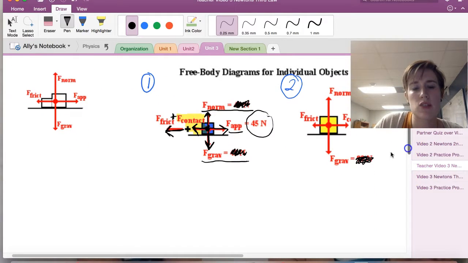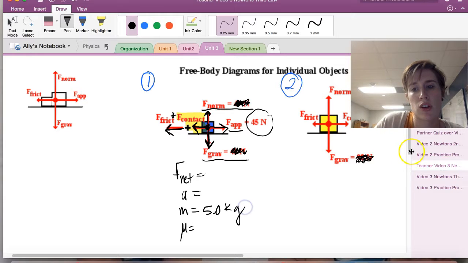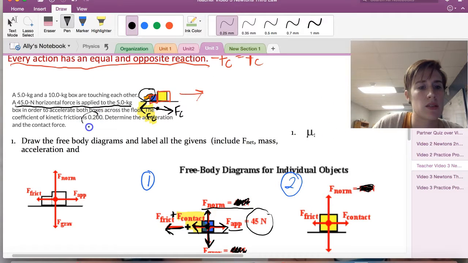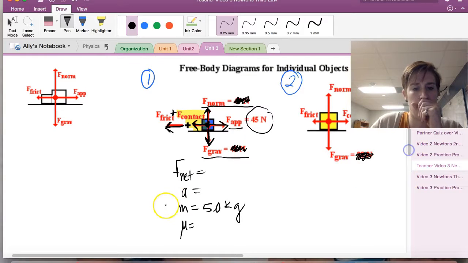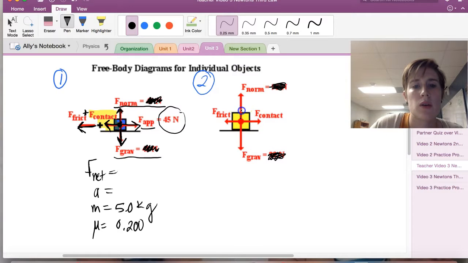Now, underneath this individual diagram, I need you to write down the net force. The net force on this object is not going to be the same as the net force on your other object, okay? Write down the acceleration, the mass, and the coefficient of friction. We know the mass, it's 5 kilograms, and the coefficient of friction is actually given to us in the problem. It's 0.200. So all I'm doing is I'm labeling everything I know, okay? I don't know anything else, so I'm going to leave everything else blank, and I'm going to move over here. Here's the yellow box. We know it has normal force right here. We know it has gravity force down here.